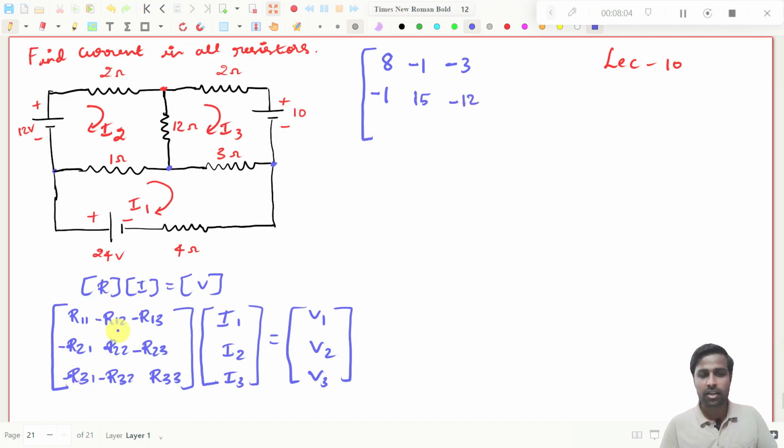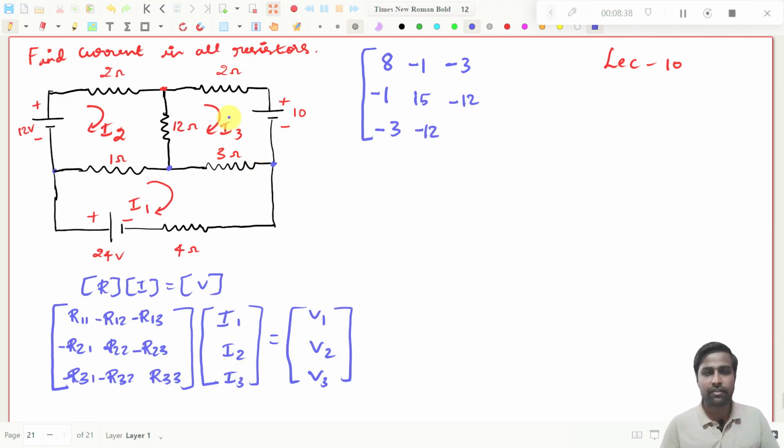Then R31. R31 means this is the first loop and this is the third loop. So third loop and first loop, what is the common resistor? 3. That will be R13. R13 and R31 will be the same. R12 and R21 will be the same, as well as R23 and R32 will be the same. Anyhow, so R31 will be minus 3. Next R32. Again, this is the third loop and this is the second loop, and the common resistor is 12, which means this will be minus 12. Same, it will come here also.